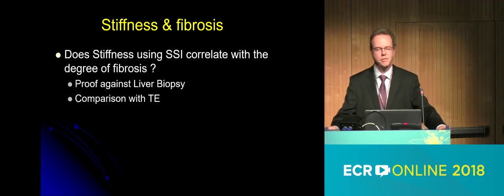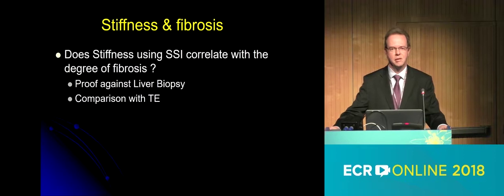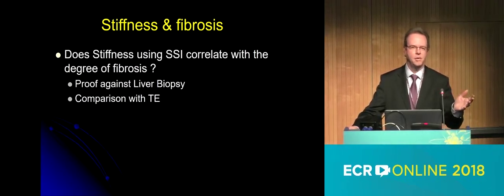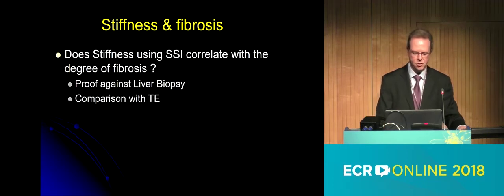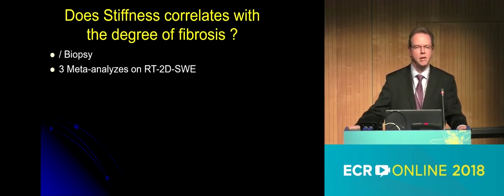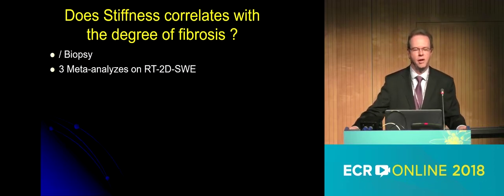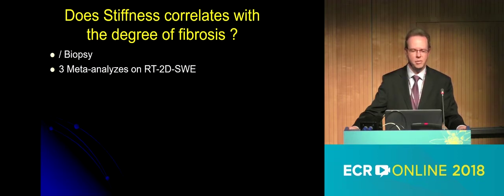There are now a lot of studies using the supersonic imaging system that have shown that it was possible to assess liver fibrosis, with proof against a reference standard, that is the liver biopsy, or by comparison with transient elastography. And I just want to show you, recently in 2016, 3 meta-analyses gathering the papers using real-time 2D shear wave elastography and using the liver biopsy as the reference standard.